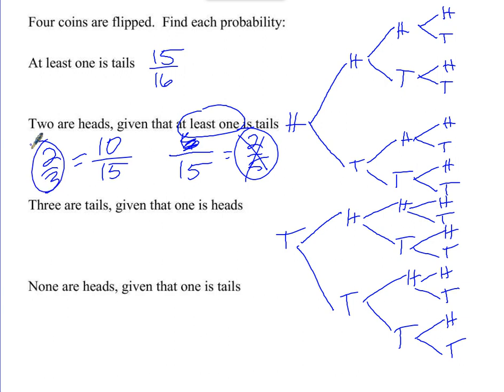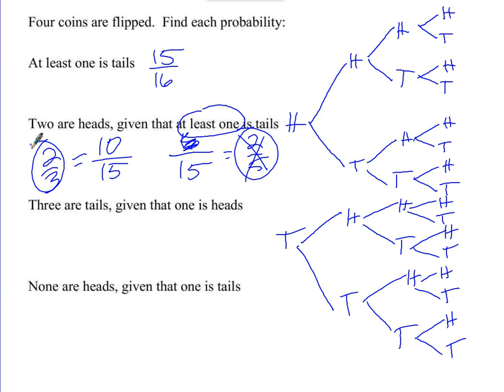That's the correct answer. The wording on that problem can be confusing. It tripped me up. I totally forgot about that. At least one is tails does not tell me that the other one has to be tails. So it can be heads also. All right, 3 are tails given that 1 is heads. No, it's not the same thing. I'm supposed to have 3 tails, and I'm told that 1 is heads.